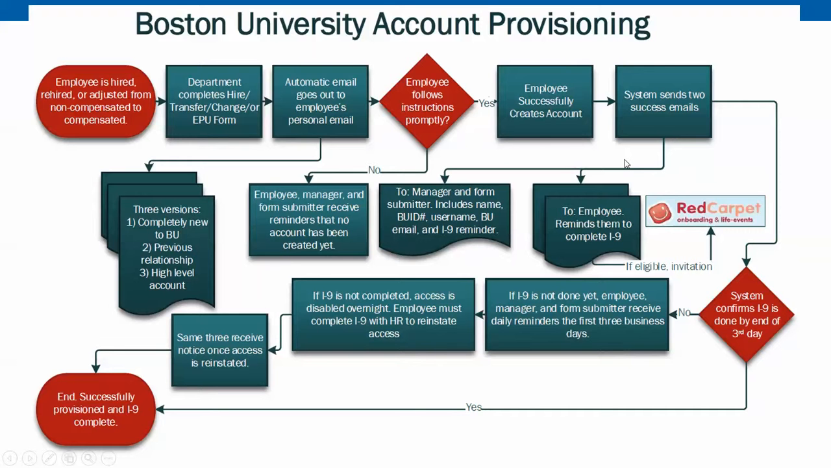Essentially, where Red Carpet comes into the mix is when an employee successfully creates their email account, the system will send two success emails. One to the manager and form submitter, including the name, BU ID number, username, BU email, and I-9 reminder of the new hire. This is a new email that will be coming out in May under the second release of IAM.